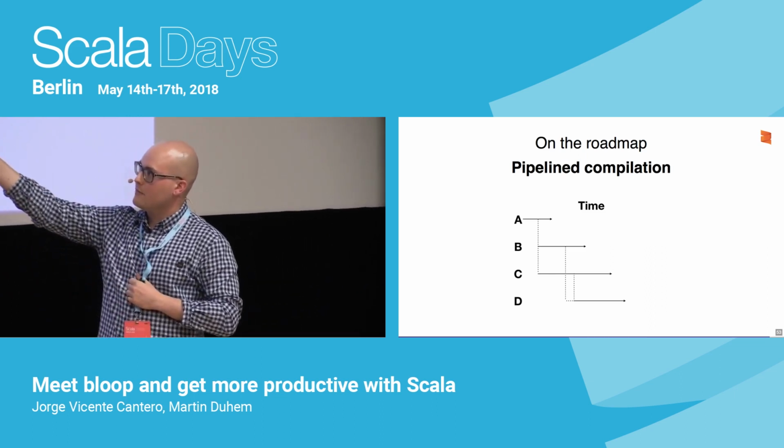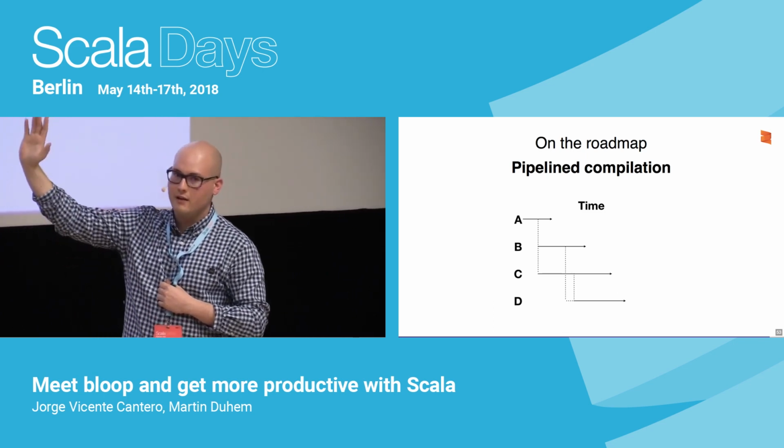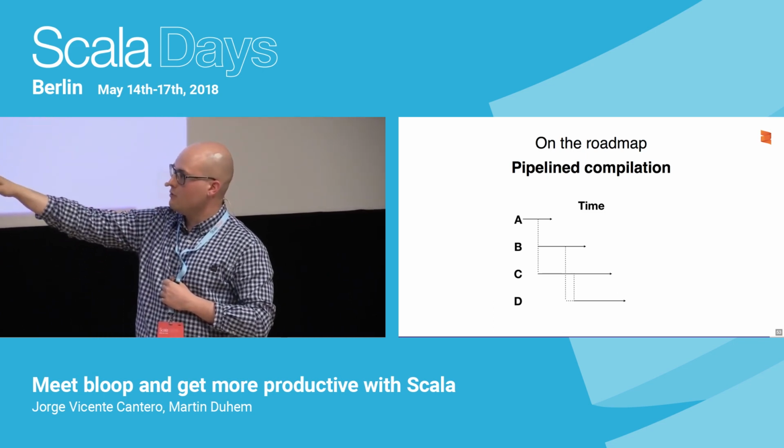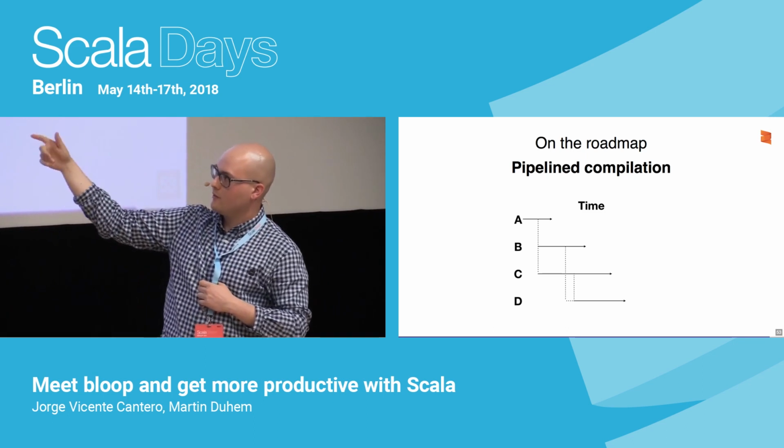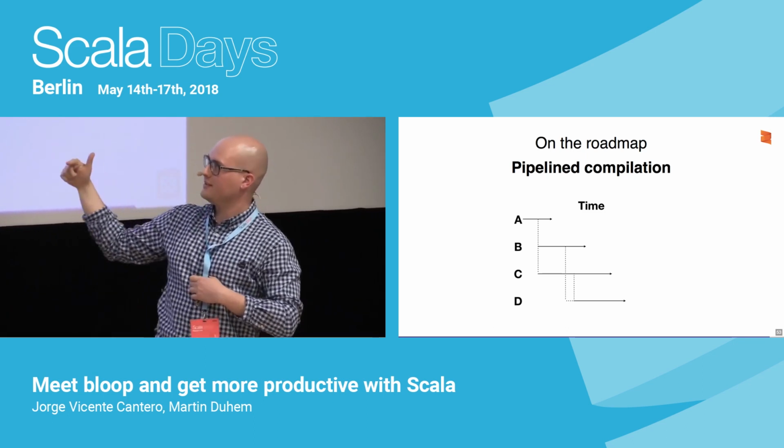So if you have B and C, in this case they will start 40% earlier than before, but D will start 40% plus 40% before.